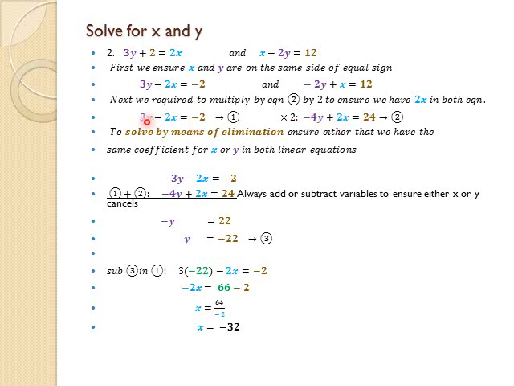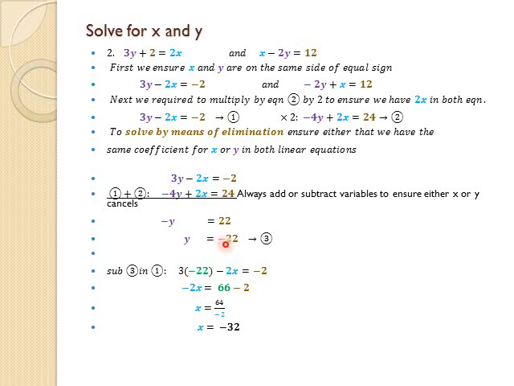I have minus 4y and 3y. Write them near each other: 3y minus 2x equal negative 2, and minus 4y plus 2x equal 24. Now I can add 1 and 2, so 3y minus 4y gives me negative y. Minus 2x plus 2x gives me 0, so my unknown x falls away. 24 minus 2 gives me 22. Divide by a negative, so y equal negative 22.